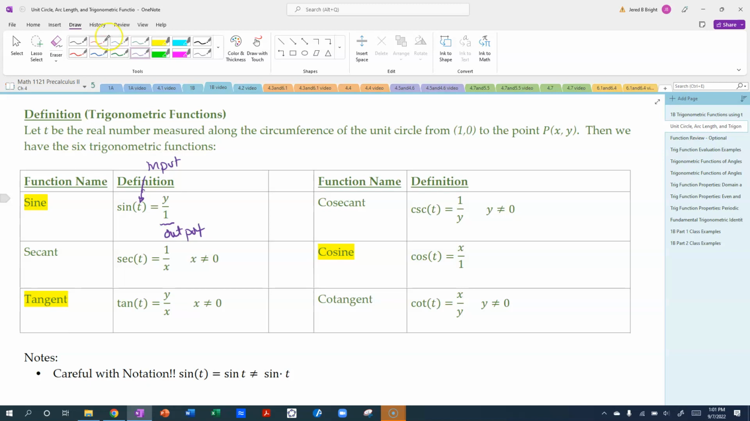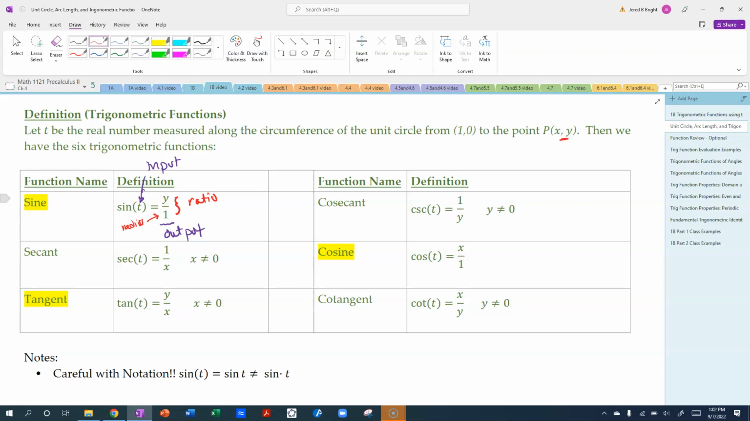Notice that the output is indeed a ratio, okay? It's a ratio of the y coordinate of the point to this 1, which is the radius on the unit circle. Then if we look at cosecant, so we're going to call that a cofunction eventually, but cosecant is the reciprocal, okay? 1 over y. Again, we're putting in arc length into the function and getting out this ratio.